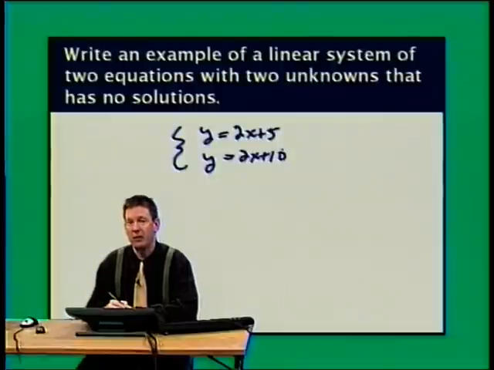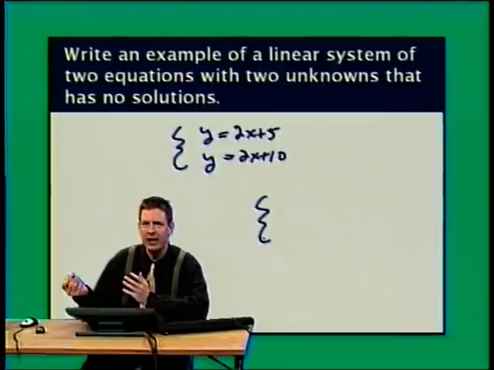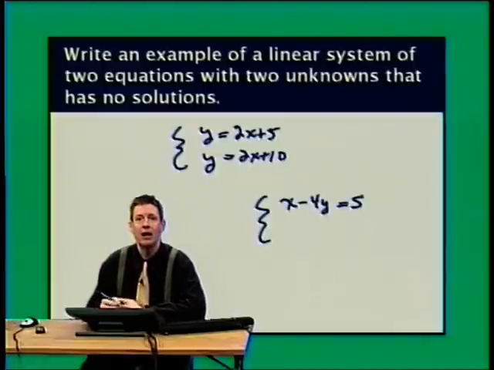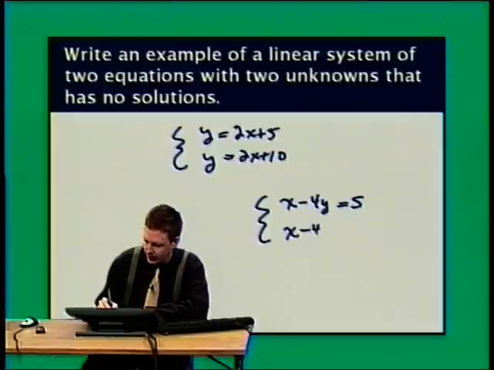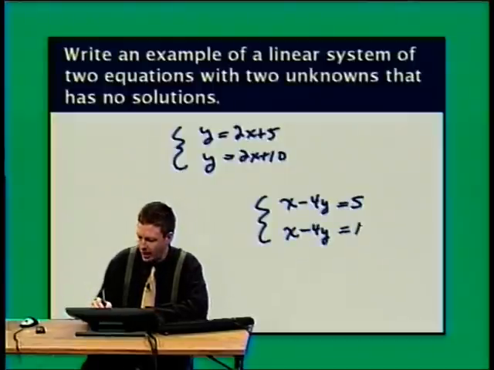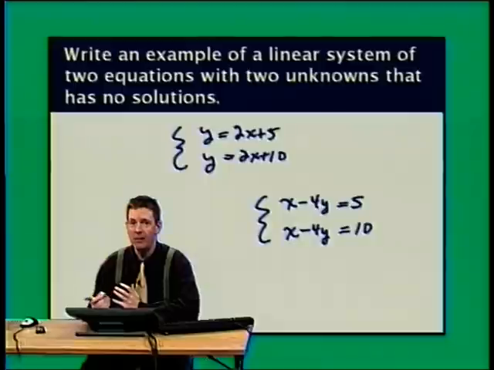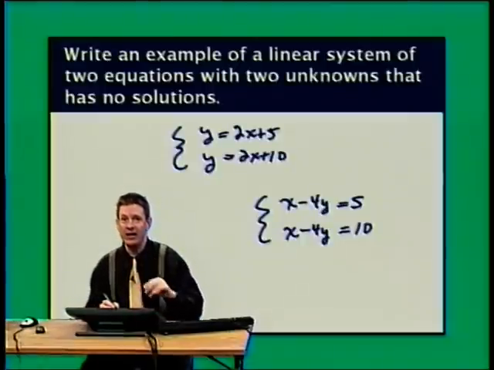Another way we could come up with such a system is we could just say, well, let's just write down any old equation, x minus 4y equals 5. And then let's write down exactly the same left side of the equation, but a different number on the right side of the equation. Well, clearly, this system's not going to have any solutions. There is no pair of numbers that have the property that x minus 4y equals both 5 and 10. X minus 4y can only equal one number.